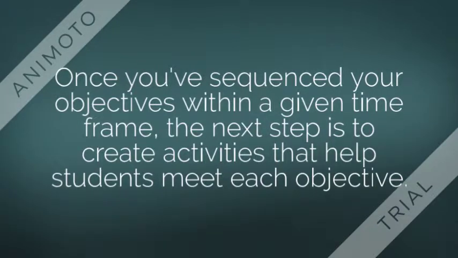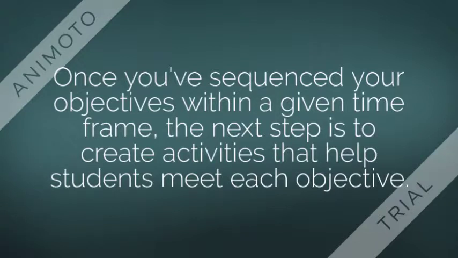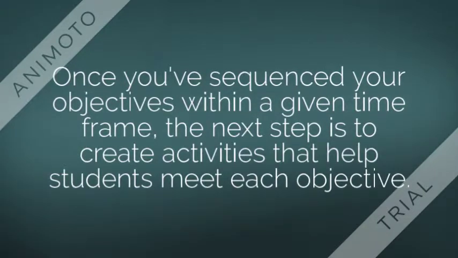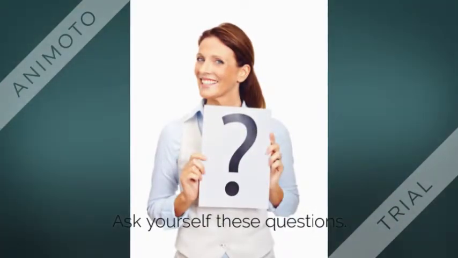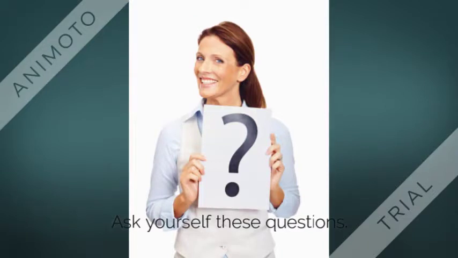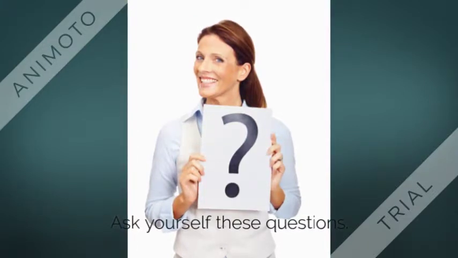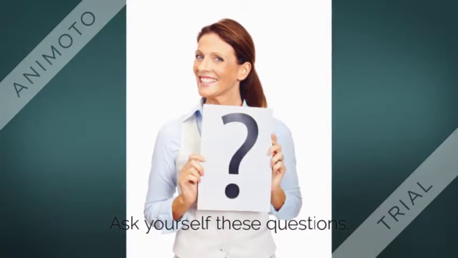Once you've sequenced your objectives within a given time frame, the next step is to create activities that help students meet each objective. Decide which activities are the most relevant to your desired objectives. Ask yourself these questions. What do my students already know that will help them meet a desired objective? And what activities will best help students meet a desired objective?